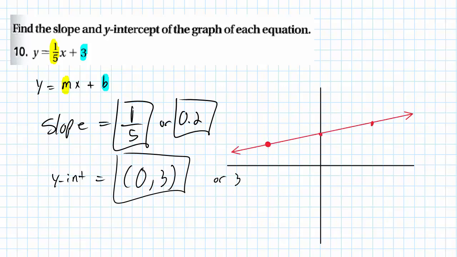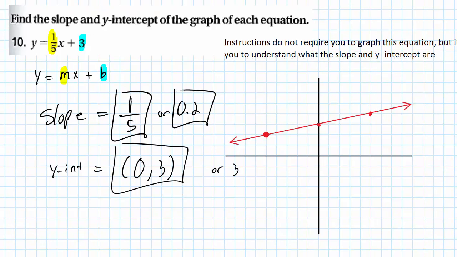We don't have to graph it, but just so you know physically what each of those things mean. The y-intercept is where it hits the y-axis. The slope is going up 1/5. That's what the graph of the equation looks like. So it's good to get a good physical understanding of what those are. The slope is going up 1/5, and the y-intercept is where it hits the y-axis.